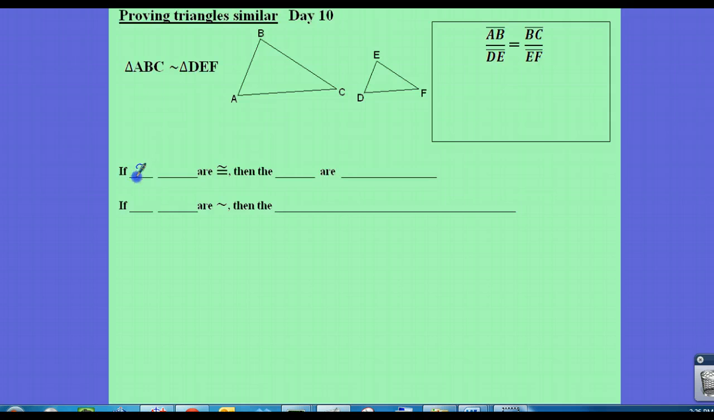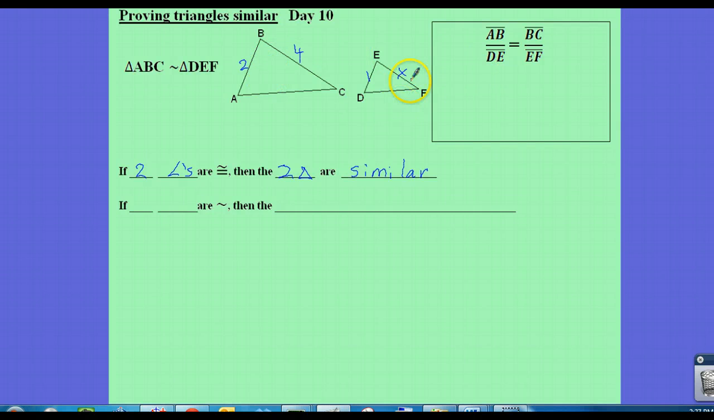If two angles are congruent, then the two triangles are similar. And let's look at that as far as numbers go. Let's say AB here is 2 and DE is 1. BC is 4 and we're looking for EF. We'll call it X.